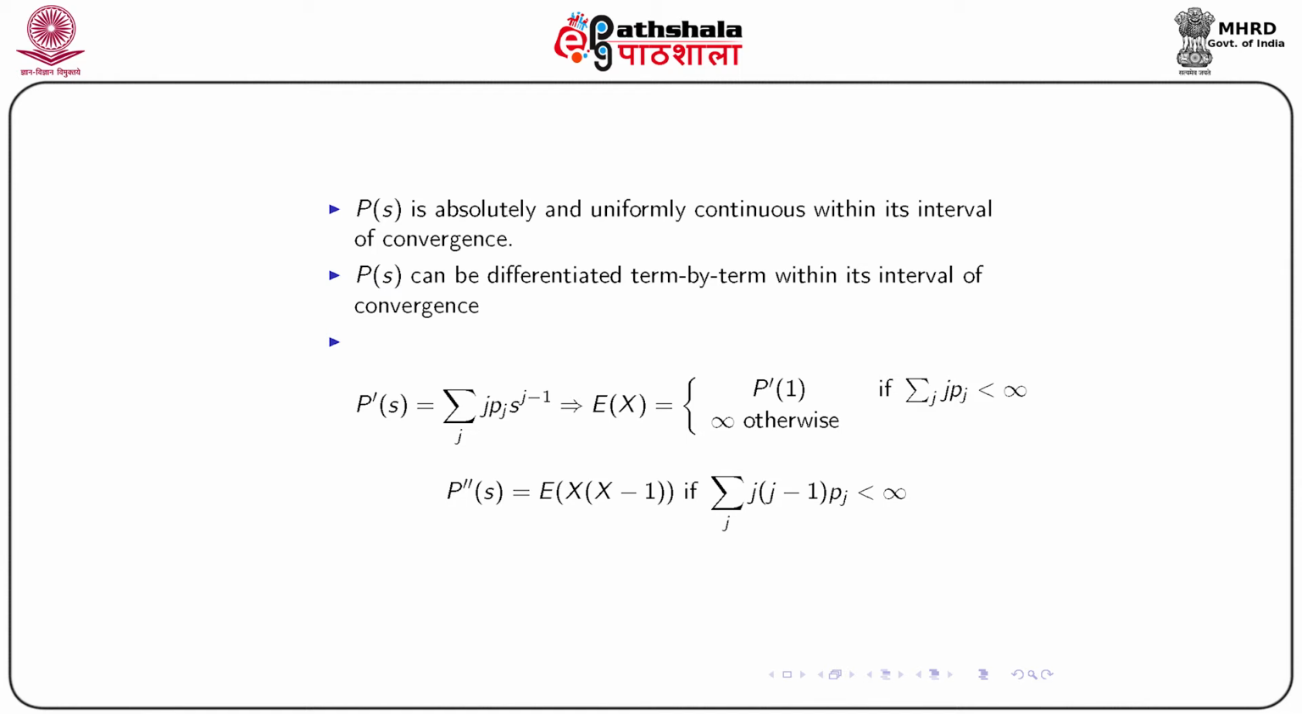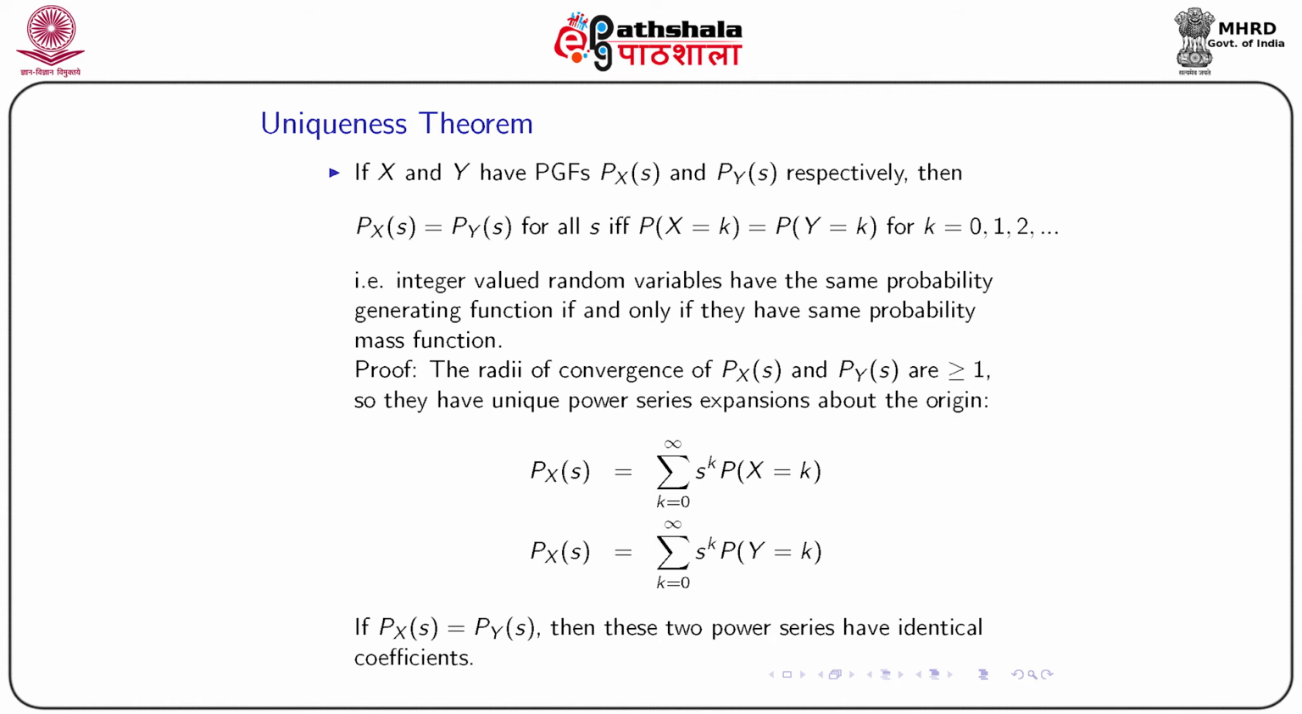Now once we have the definition of the probability generating function, the question that we want to ask is whether it can be used for characterizing a distribution. Well, we have one uniqueness theorem. It says that if x and y have PGFs Px(s) and Py(s) respectively, then these two PGFs will be equal for all s if and only if the probability x is equal to k is equal to the probability y is equal to k for all k ranging from 0, 1, 2 and so on. So what do we mean by this?